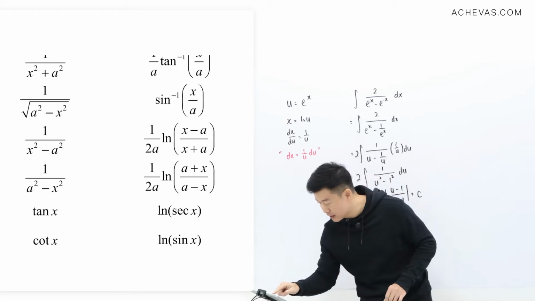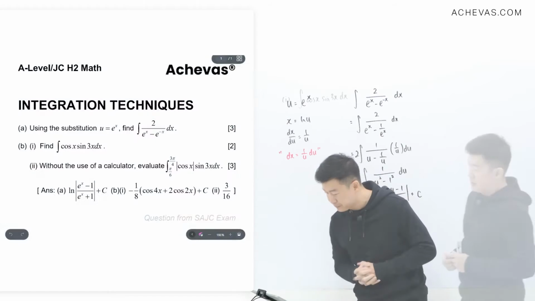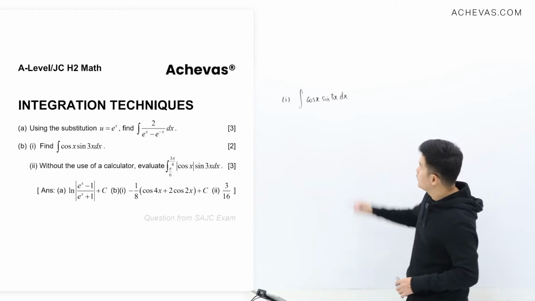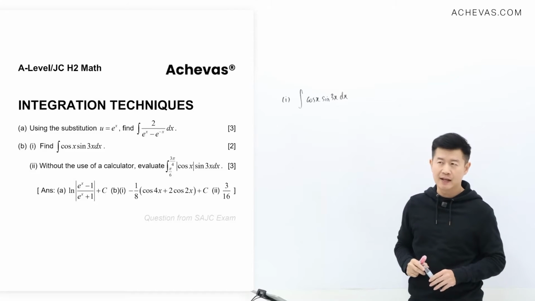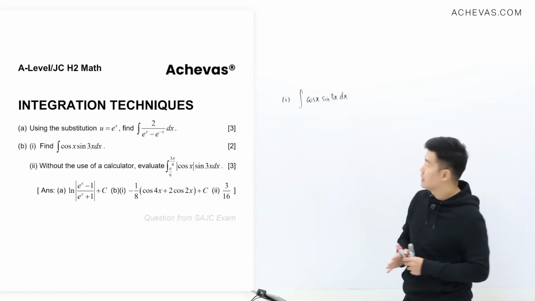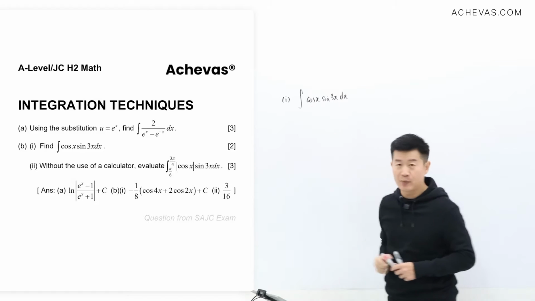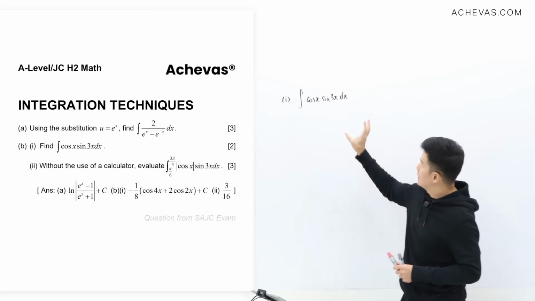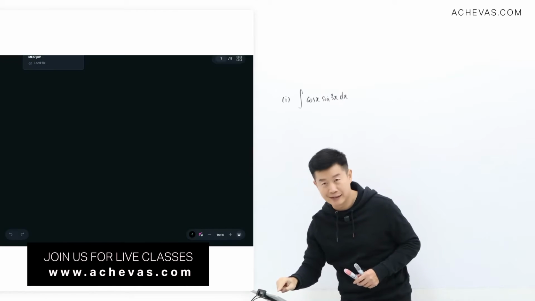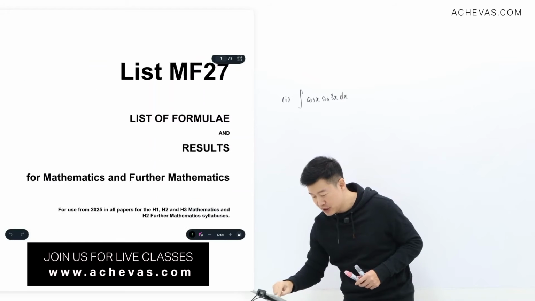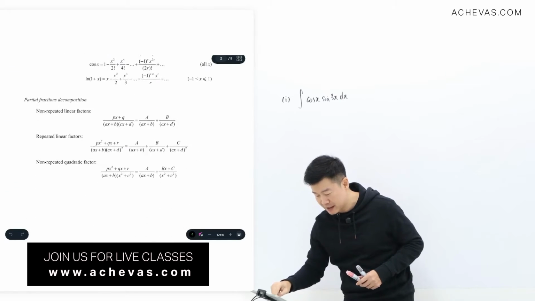Let's move on. Let's take a look at the next part of the question. So in this part of the question, we are going to try to integrate cosine x sine 3x. And in order for us to be integrating this, we will need to try to re-express this. And to re-express this trigonometric expression, we are going to seek help from identities. And in our formula sheet, we do have a list of identities.